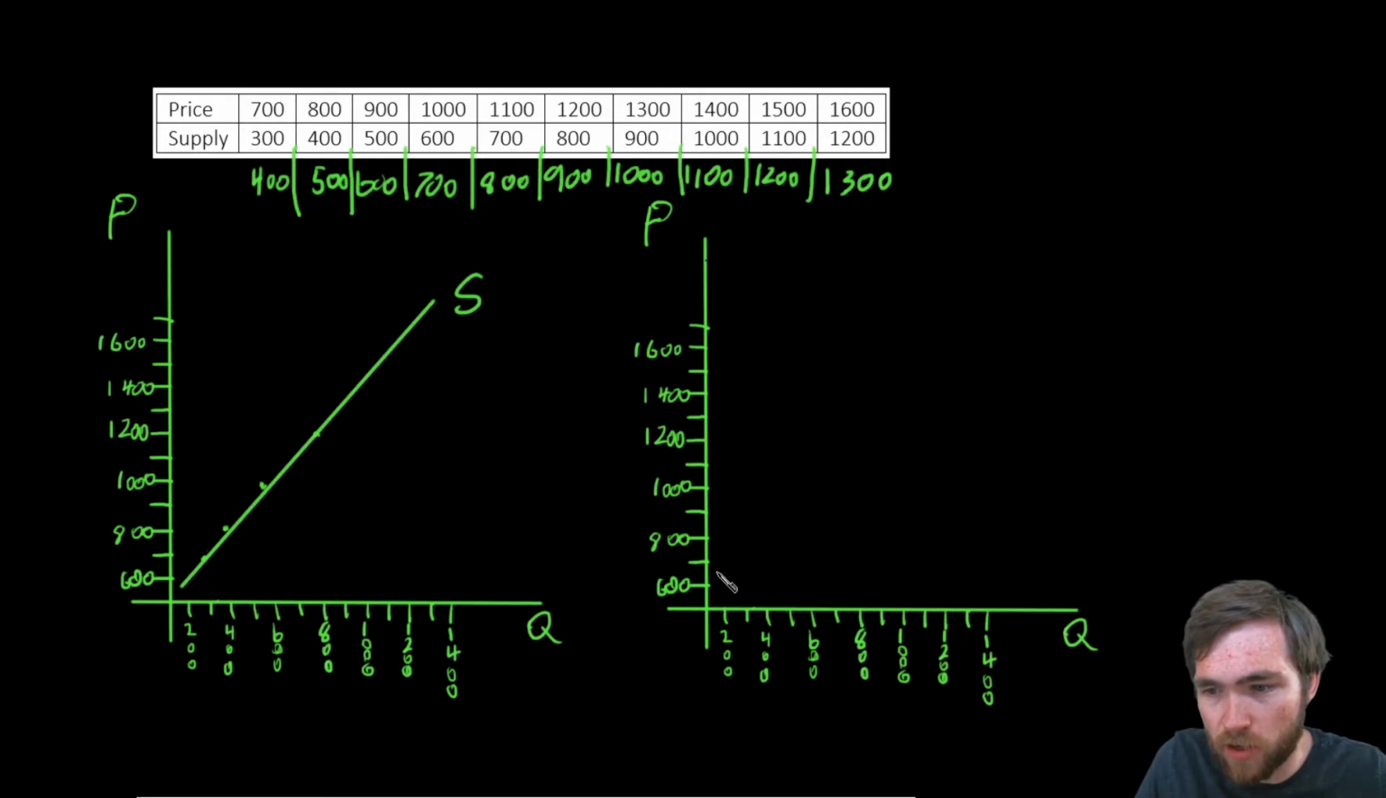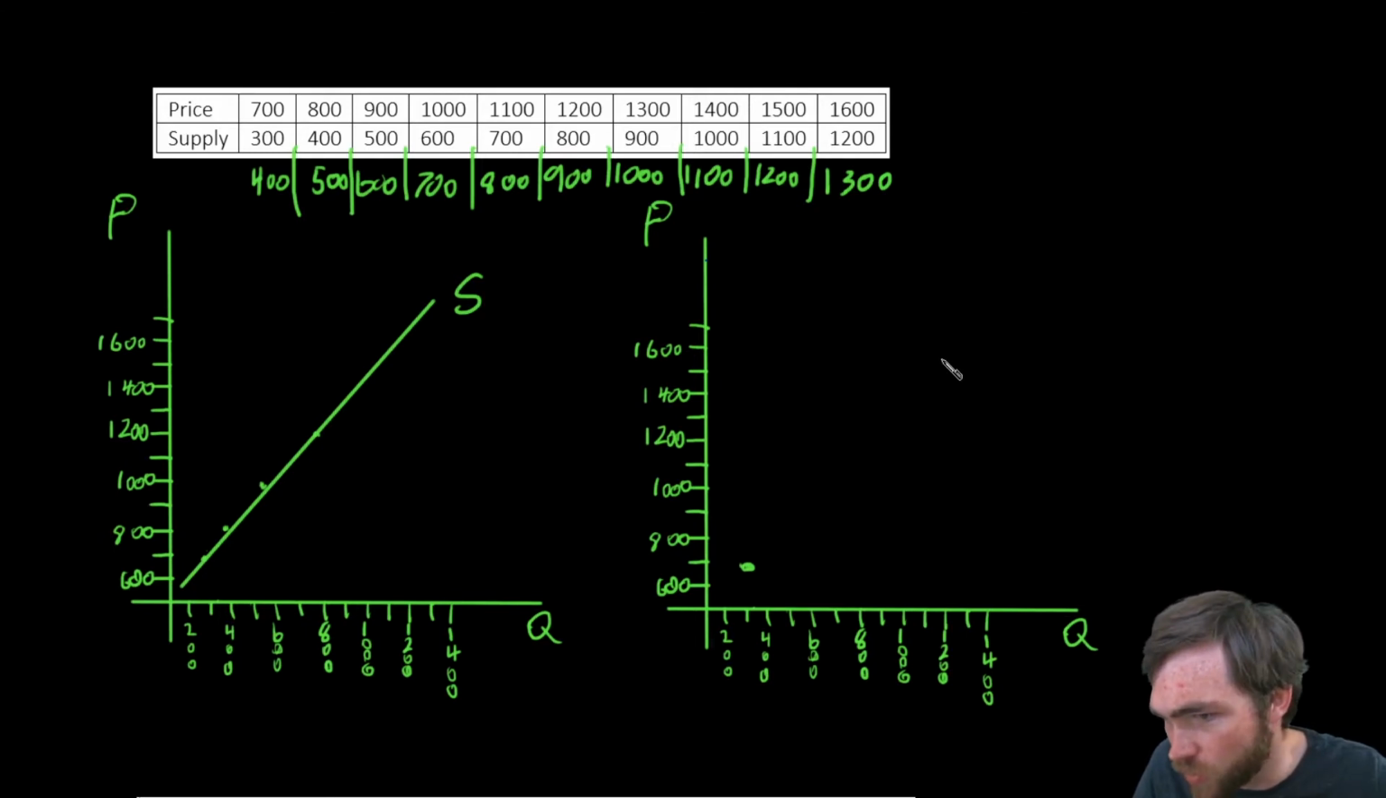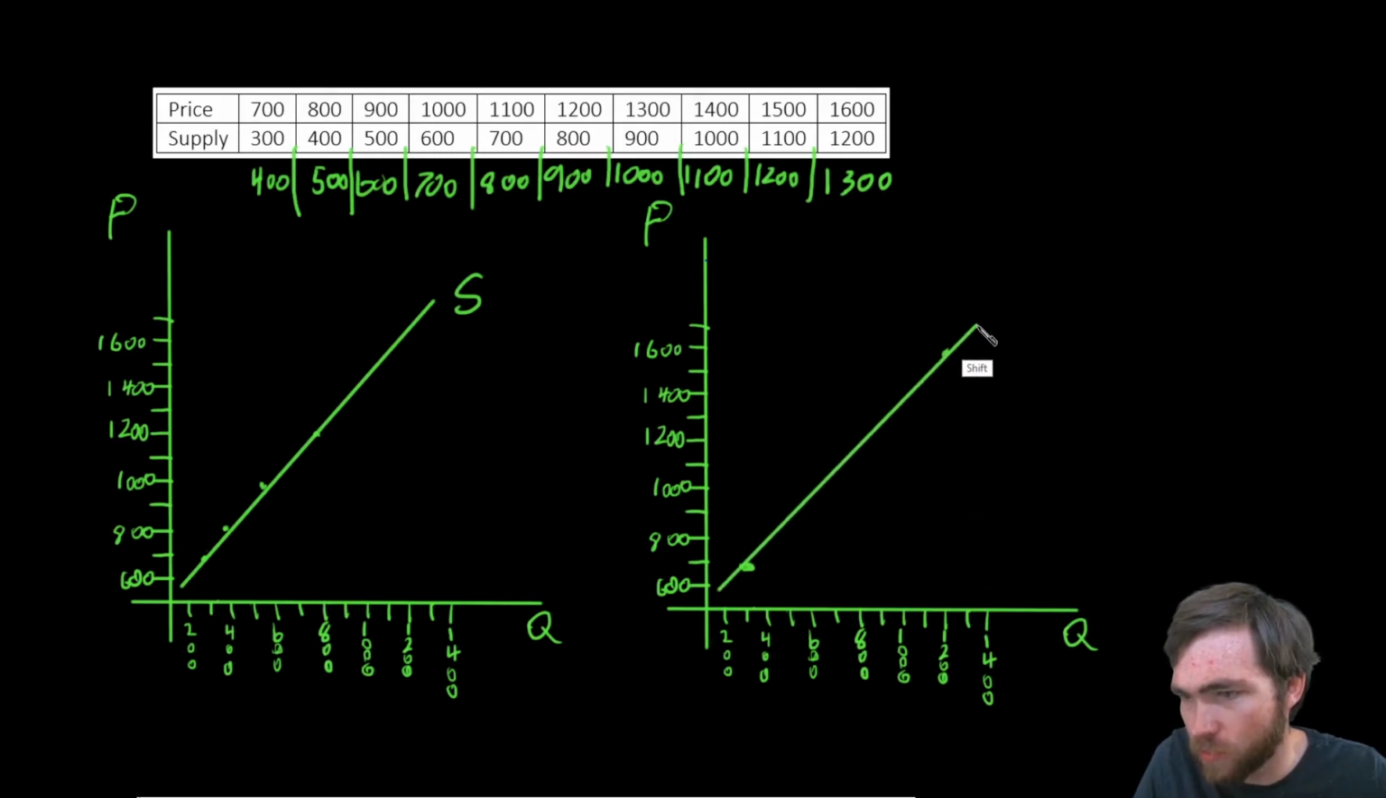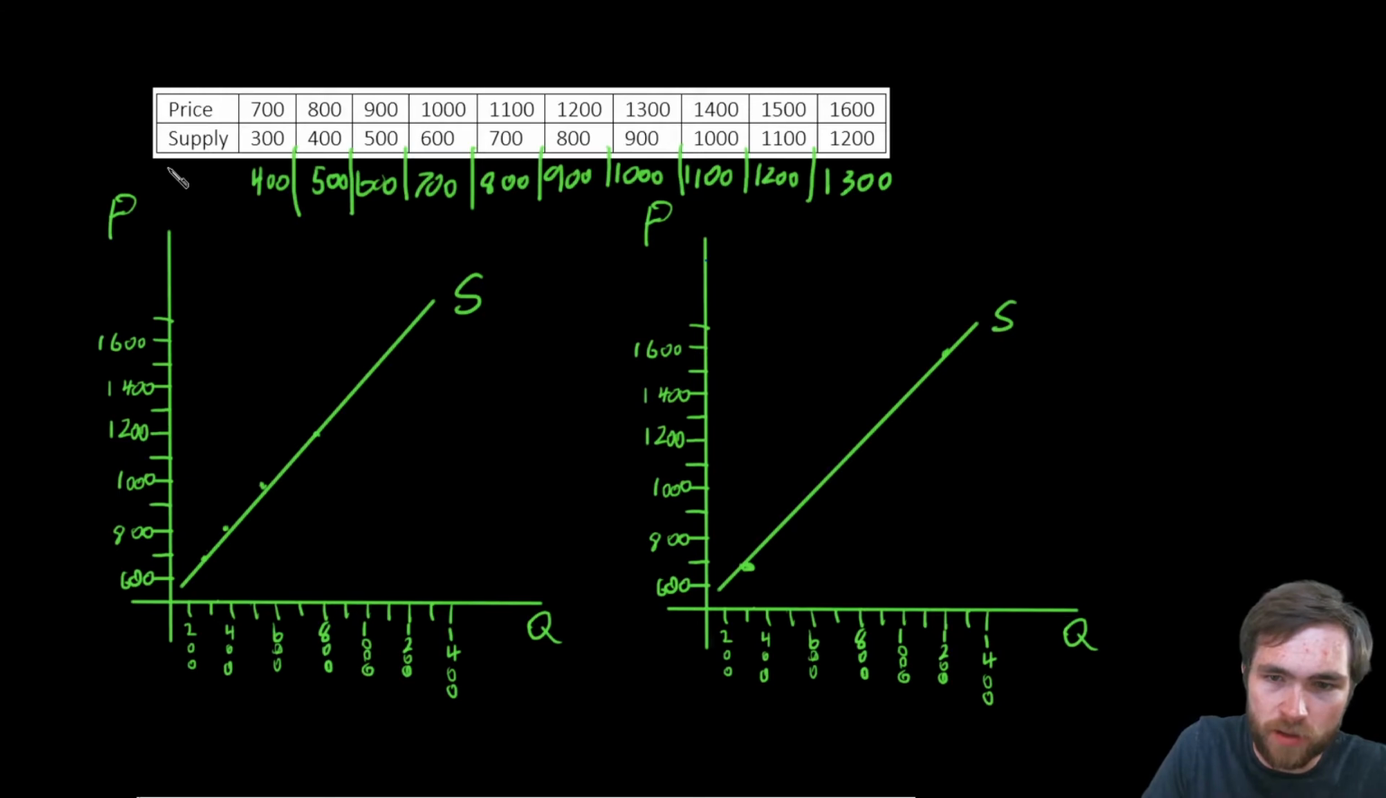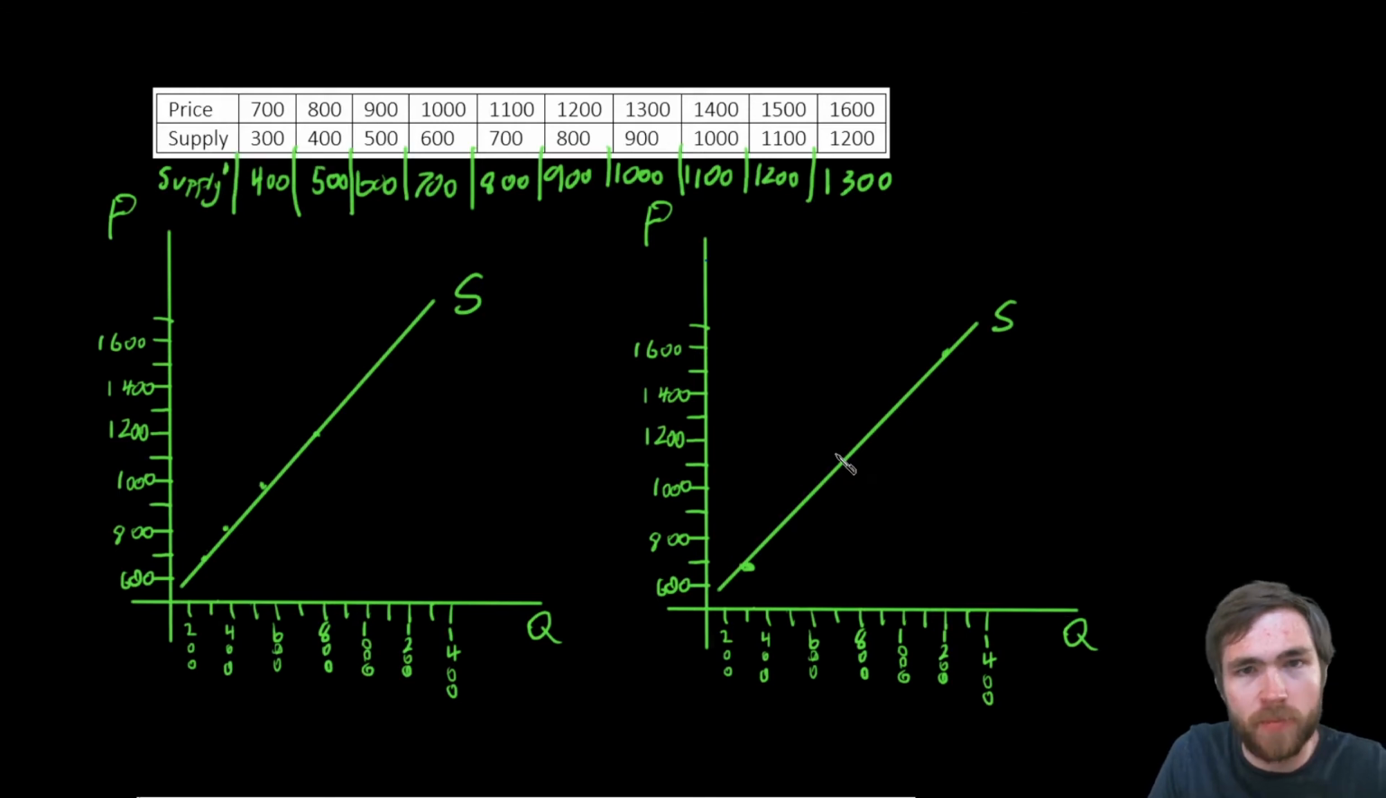So at a price of 700, which is represented by this mark, 300 bikes are produced. And then let's do the far point. At a price of 1,600, 1,200 bikes are produced. That puts us right about there. Draw a straight line between them, and this is our supply curve. Let's call this supply prime. And so whenever we draw this next curve, we'll label it S prime.